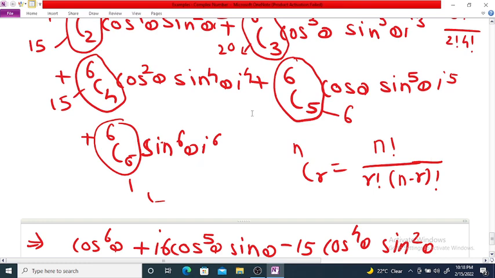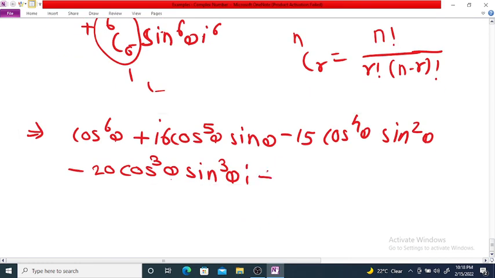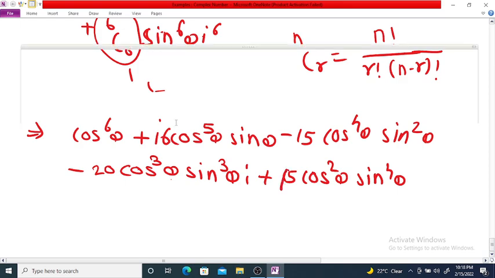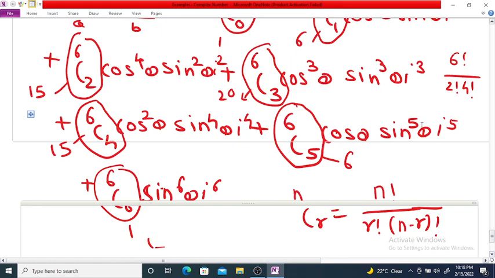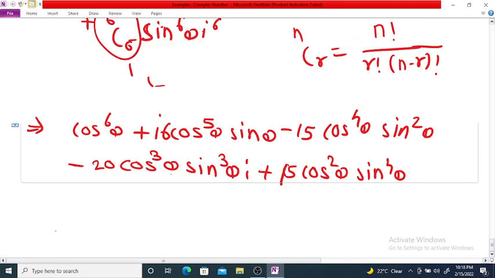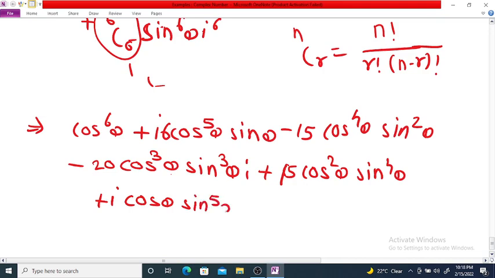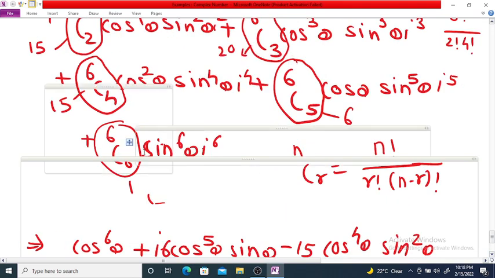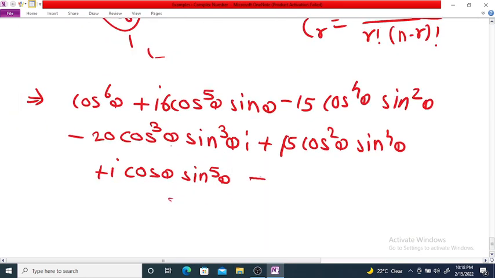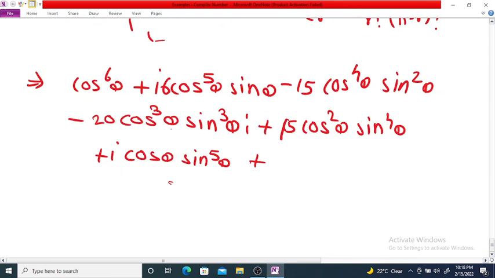The next term is i raised to 4. The i raised to 4 is i square into i square, that is minus 1 into minus 1 equals plus 1, so 15 cos square theta sin raised to 4 theta. The next term is i raised to 5. So i raised to 5 is i raised to 4 into i, that is i times 6 cos theta sin raised to 5 theta. The next term, 6C6 is 1, so this is nothing but sin 6 theta.